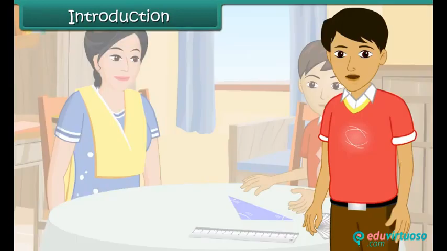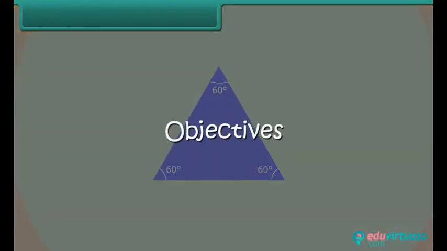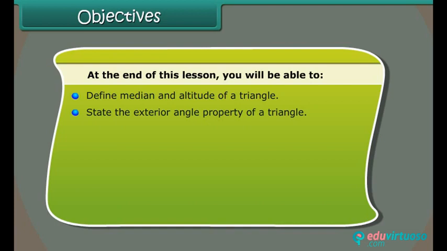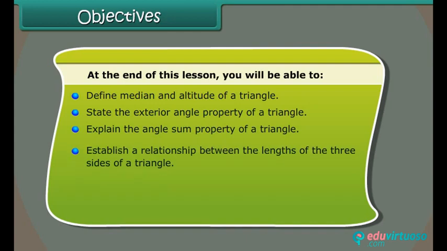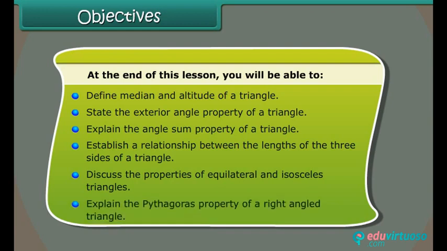In this lesson, you will learn about the triangle and its properties. Objectives. At the end of this lesson, you'll be able to define median and altitude of a triangle, state the exterior angle property of a triangle, explain the angle sum property of a triangle, establish a relationship between the lengths of the three sides of a triangle, discuss the properties of equilateral and isosceles triangles, and explain the Pythagoras property of a right-angled triangle.